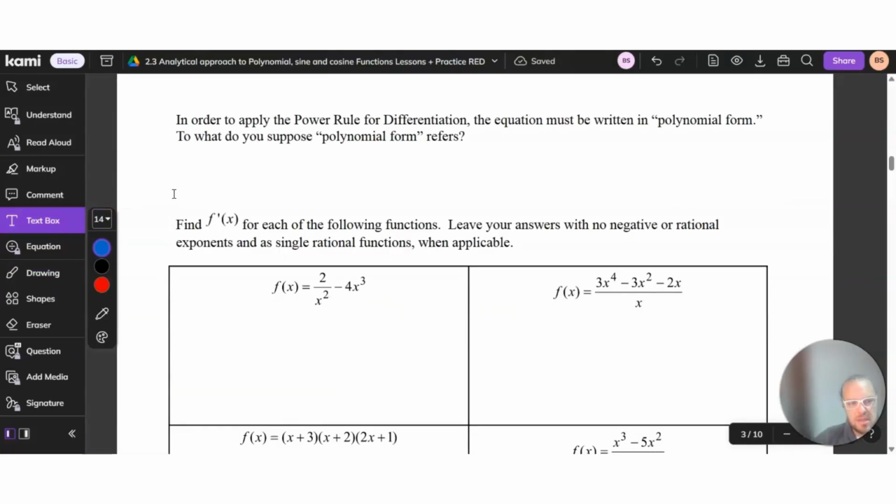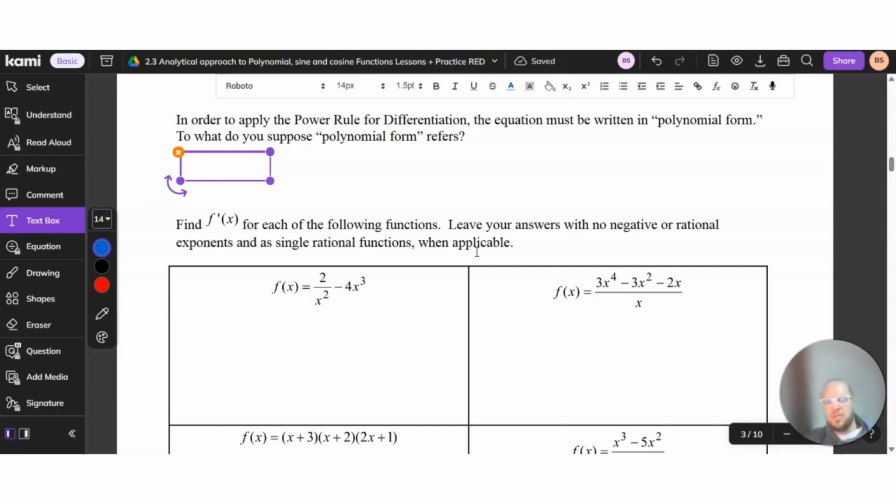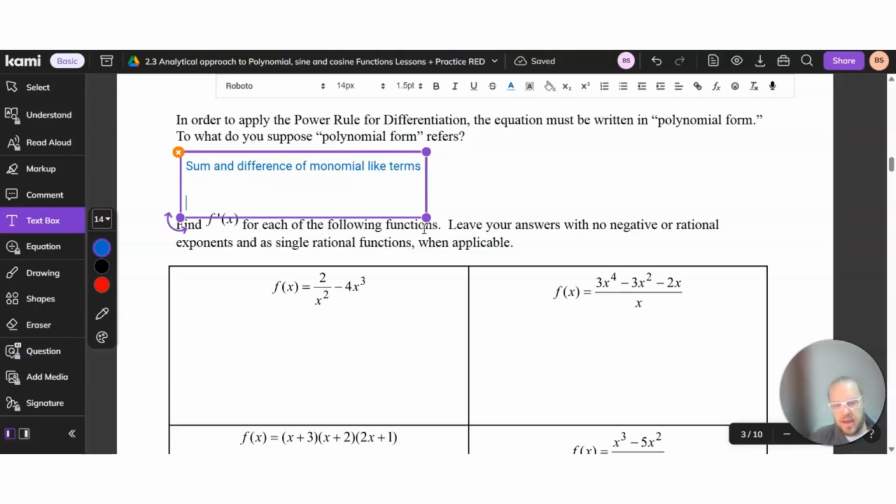In order to apply the power rule for differentiation, the equation must be written in polynomial form. As we already talked about, that's really just the sum and difference of monomial-like terms. And here it's monomials that can have negative or fractional exponents. So that's what we mean by making it polynomial-like, okay?